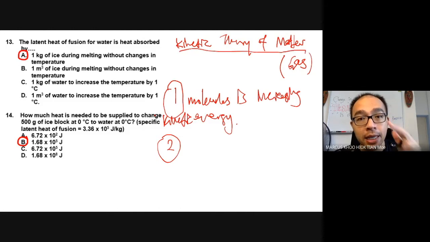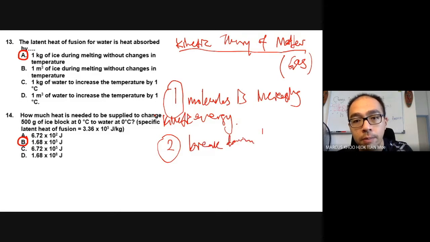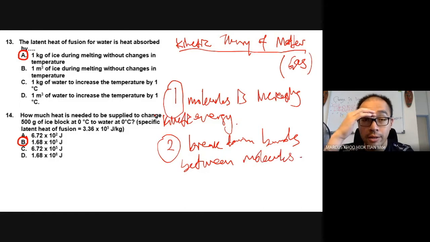Now the second one is, as I said just now, if it's not increasing temperature, it means it is changing state. So according to the kinetic theory of matter, when it is changing state, the heat is used to break down the bonds between molecules, so that they can change state.